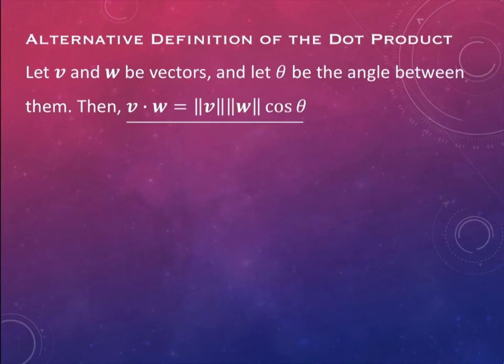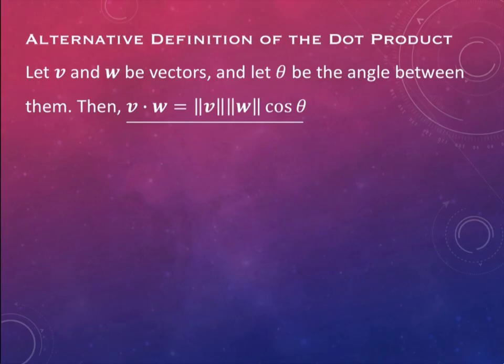The next thing we're going to do is look at an alternative definition of the dot product that does involve the angle. Everything else has involved only the components that we had looked at. Now we're going to take a look at a connection to the angle measure between our vectors.